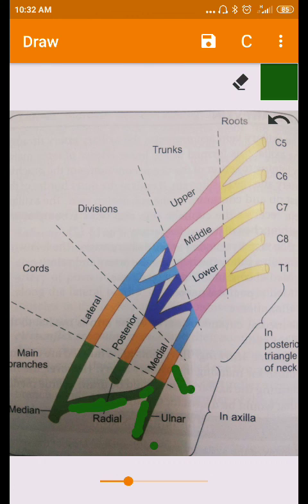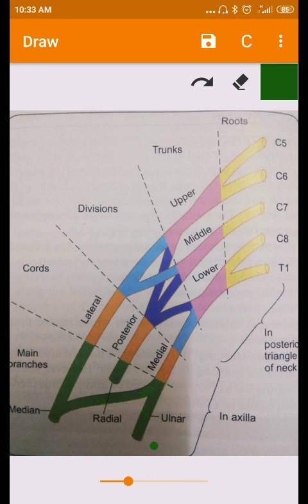And below that one, medial cutaneous nerve of arm, and also medial cutaneous nerve of forearm. So the mnemonic is 4MU. The first M is the medial pectoral nerve, the next one is the medial cutaneous nerve of arm, the next one is the medial cutaneous nerve of forearm, and the medial root of median nerve. This is 4M, and the last one is the U, that is the ulnar nerve. These are the branches of the medial cord.